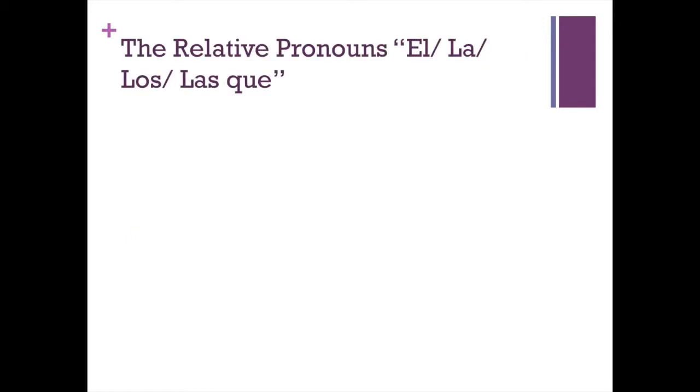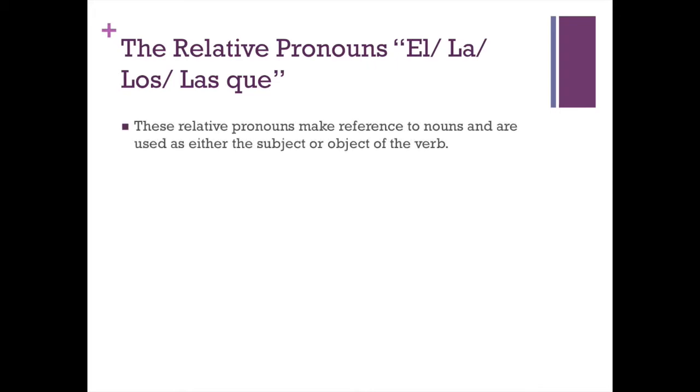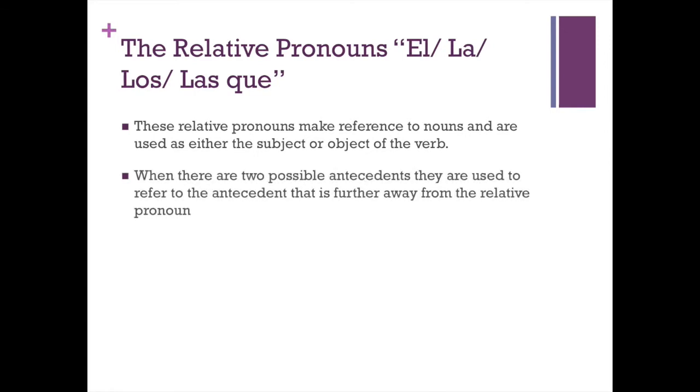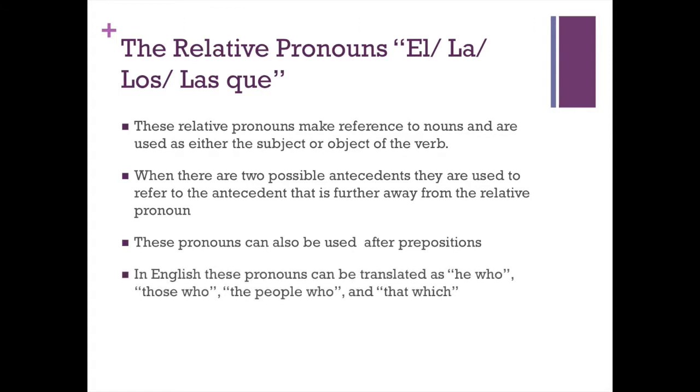The relative pronouns el, la, los, las, que. These relative pronouns make reference to nouns and are used as either the subject or object of the verb. When there are two possible antecedents, they are used to refer to the antecedent that is further away from the relative pronoun. These pronouns can also be used after prepositions. In English, these pronouns can be translated as he who, those who, the people who, and that which.